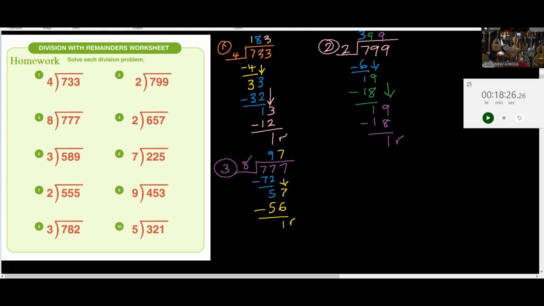Number 4, we have 657 divided by 2. 2 in 6 is 3. 3 times 2 is 6. You subtract, that's 0. Then you bring down the next digit 5. 2 in 5 is 2. 2 times 2, that's 4. You subtract, you have 1. Then you bring down the next digit 7. 2 in 17 is 8. 8 times 2 is 16. Then you subtract, you have 1 remaining.